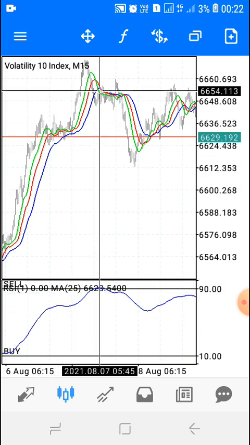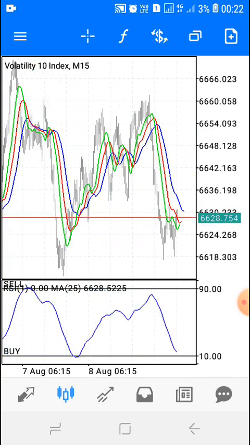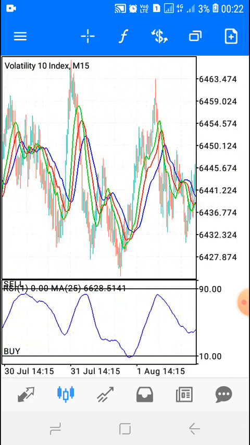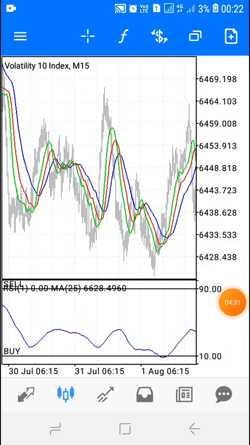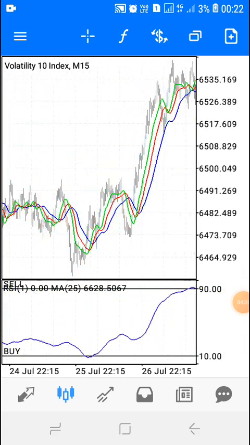Now we have a crossover by the alligator. We can sell, but we don't use it that way. I'm just showing you guys ways you can use this if you don't want to use all of the indicators that I'm going to give to you guys in this video. Okay, for example, let me just show you another one.